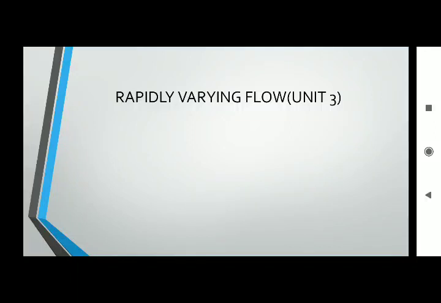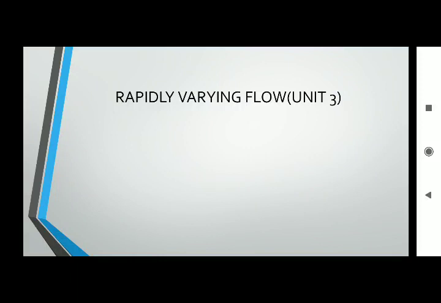Students, in the last module of unit 3 we discussed rapidly varying flow. In this module we will learn how to derive the hydraulic jump equation, which is nothing but the depth of hydraulic jump equation, and also the energy loss or head loss in hydraulic jumps. Before going to that, let's revise what rapidly varying flow and hydraulic jump are, then we'll go for the derivation.